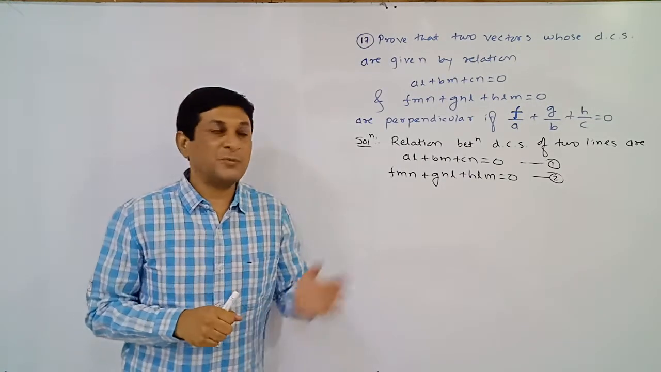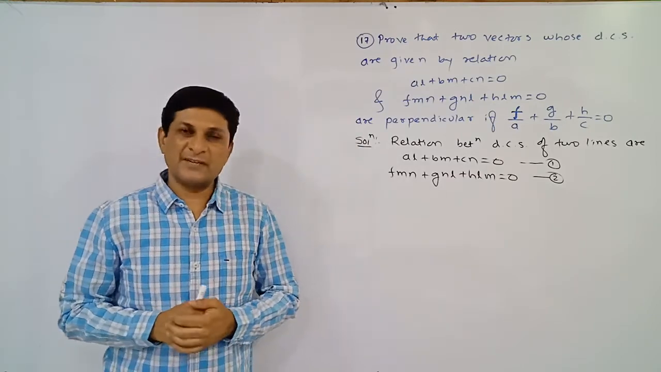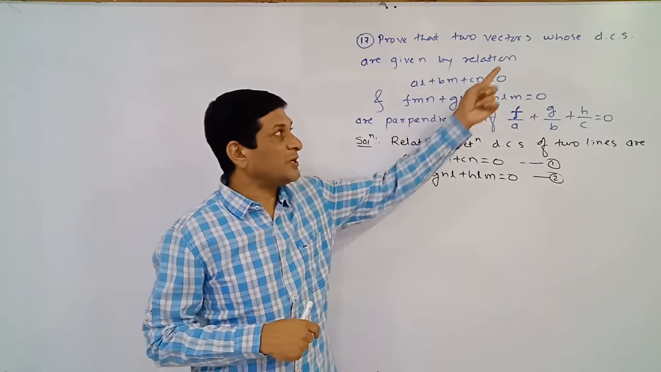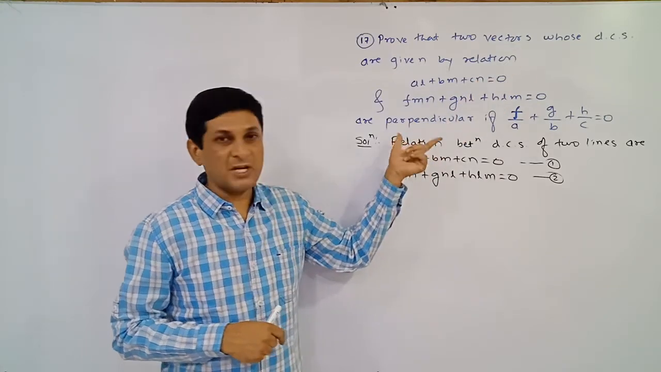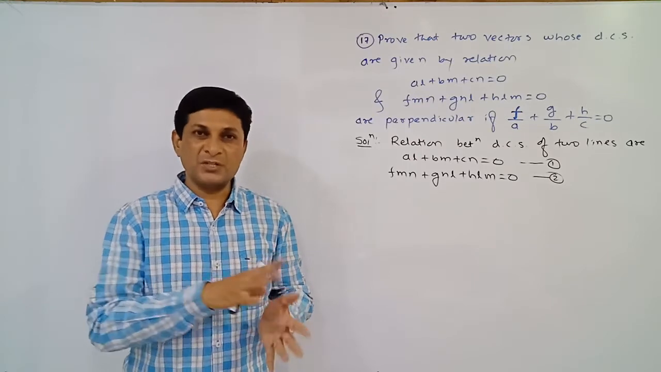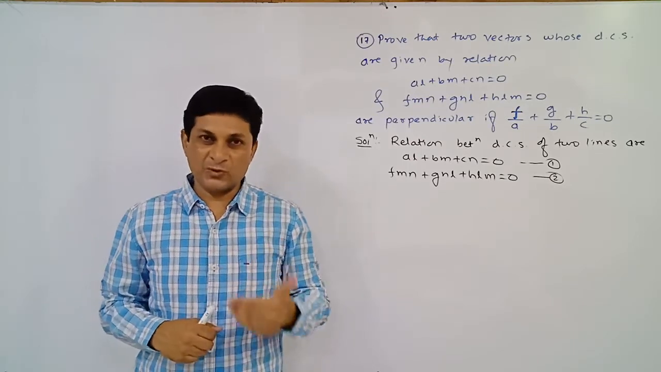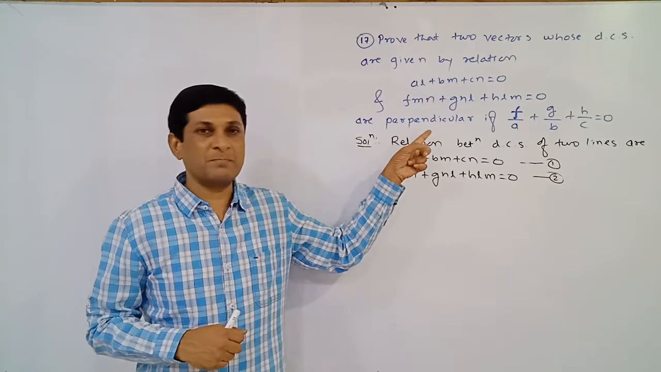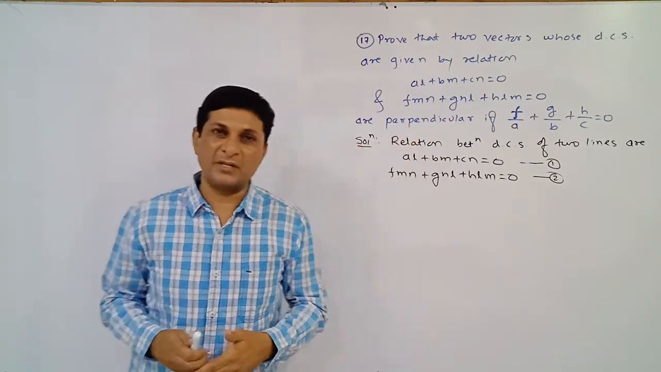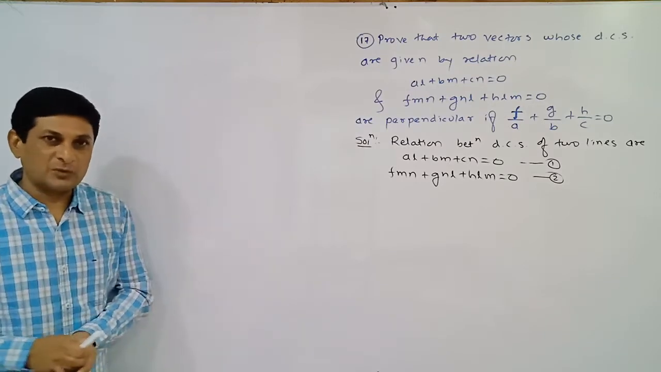So see here, before solving this example number 17, this example is related with what? Direction cosines of two lines which are perpendicular to each other. Now we should know the condition which is satisfied by the direction cosines of two lines if the two lines are perpendicular, because that condition we have to apply in this example. So first let us discuss that condition.